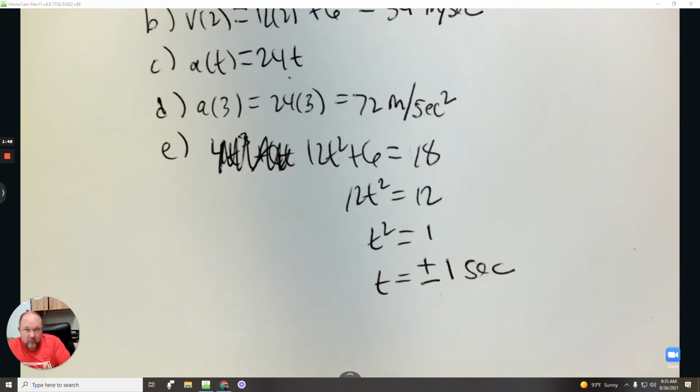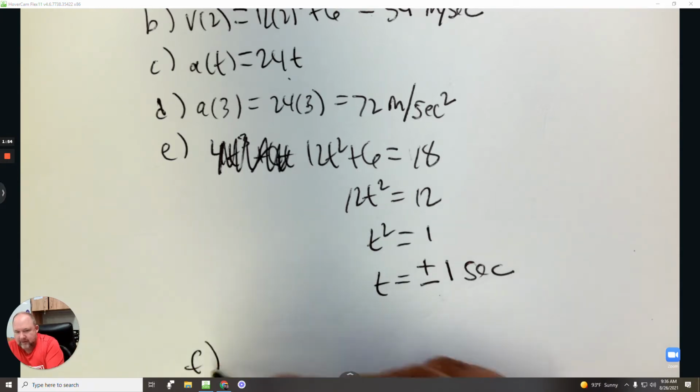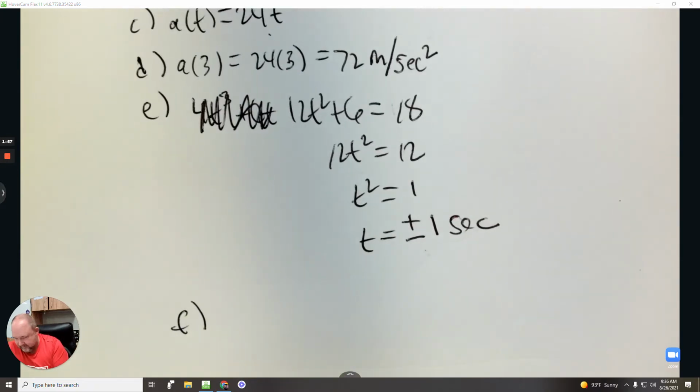If it was a real world situation, not something conceptual, so an actual something on a cliff or something, then time would only be positive. But conceptually speaking, we can have negative and positive time.